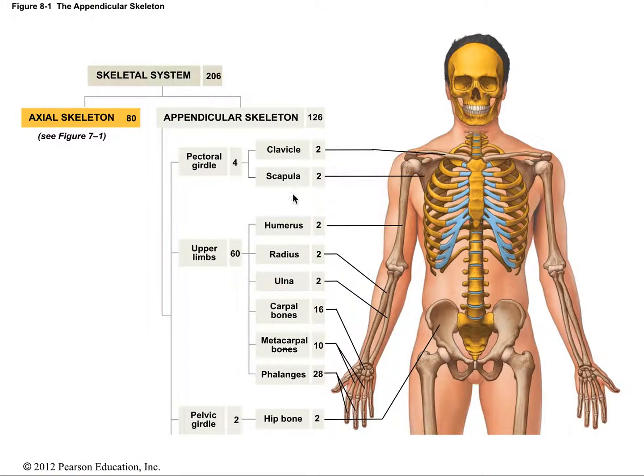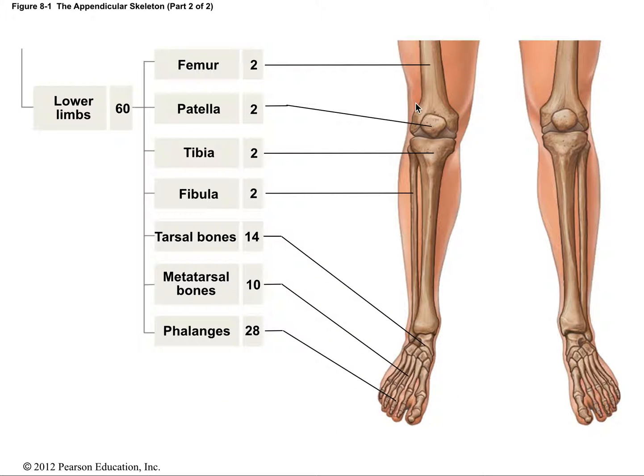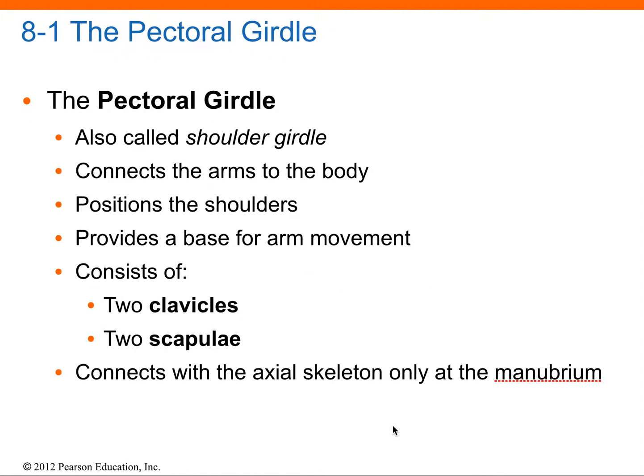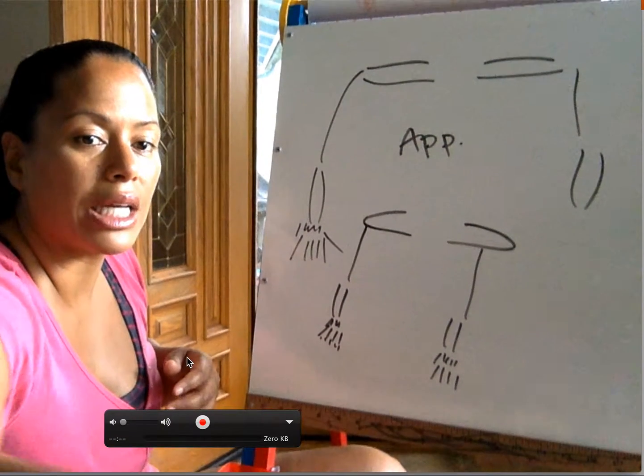We have clavicle, scapula, humerus, radius, ulna, carpal bones, metacarpal bones, phalanges, hip bones, and we have femur. So we're going to go through all of this. Femur, patella, tibia, fibula, tarsal bones, metatarsals, phalanges. So let's start off with what we call the pectoral girdle, which is also known as the shoulder girdle. It includes the two clavicles and the two scapula, right? Like I said, the clip-on.